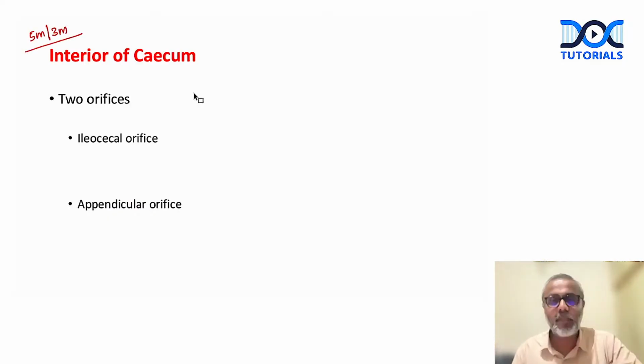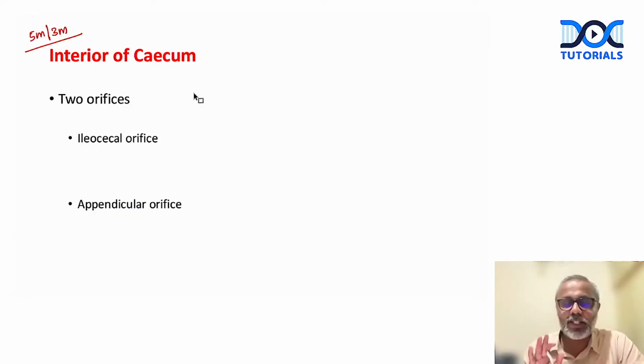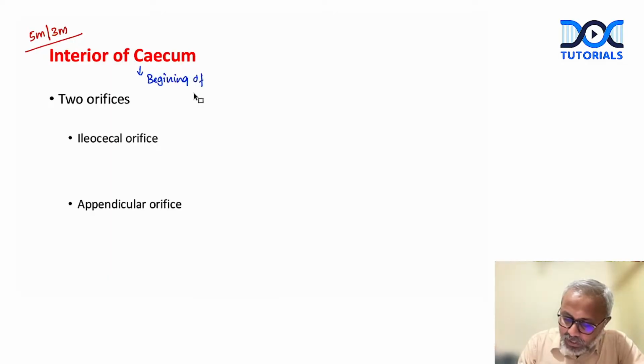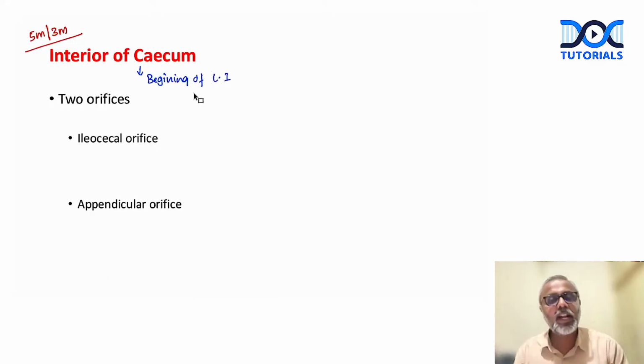Interior of the cecum. Also a very important discussion topic. Now, how do we begin? And the presentation of the answer, right? So what exactly is cecum? Remember, this is the beginning of the large intestine, right? So this is the first part of the large intestine. Large intestine is divided into cecum and appendix, colon, then we have rectum and anal canal, right? So this is the beginning of the large intestine.